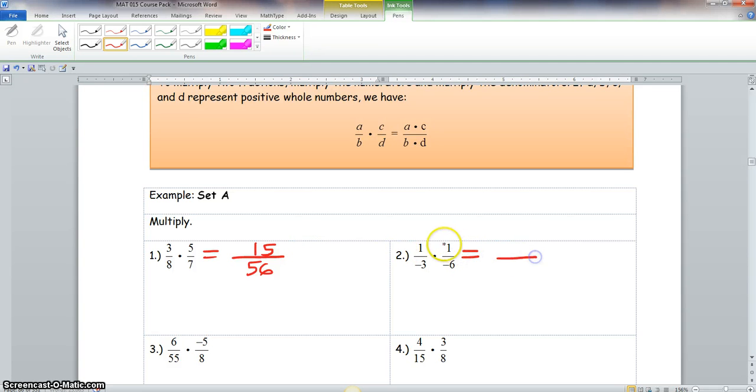So now we do this here. 1 times 1 is 1. Negative 3 times negative 6 is positive 18.